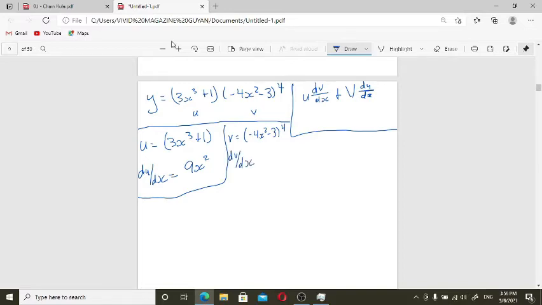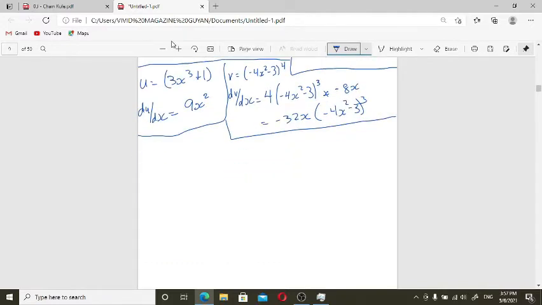dv upon dx is, you bring the 4 in front, write back the inside, minus 3. You see how I actually slowed down everything, because that's how focused you need to be when you're doing this. Differential of the inside is minus 8x, so it is equal to minus 32x of minus 4x squared minus 3. This is how focused you need to be, because you could miss stuff.